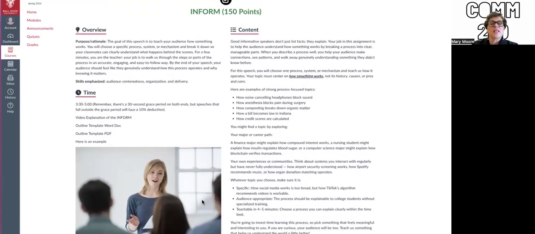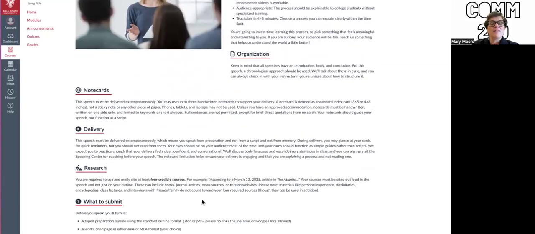In this speech, one of the things that we require is that you have 4 credible sources. Those sources will be cited out loud, so you will tell us where they were published and when. You would say, The Atlantic on this specific date said X. The example in the directions is March 13th, 2025, Atlantic says. Or if it's a daily newspaper, you would say, the Wall Street Journal of January 12th, 2026 says X. Then we would know exactly where that information came from.